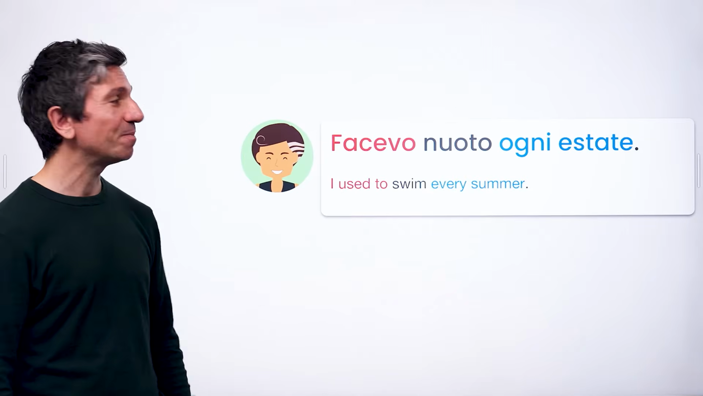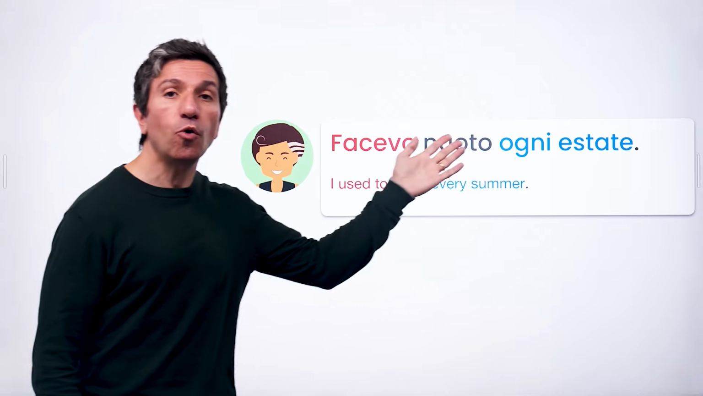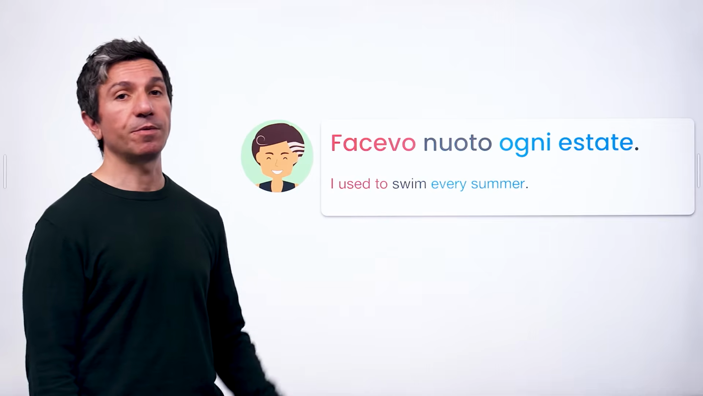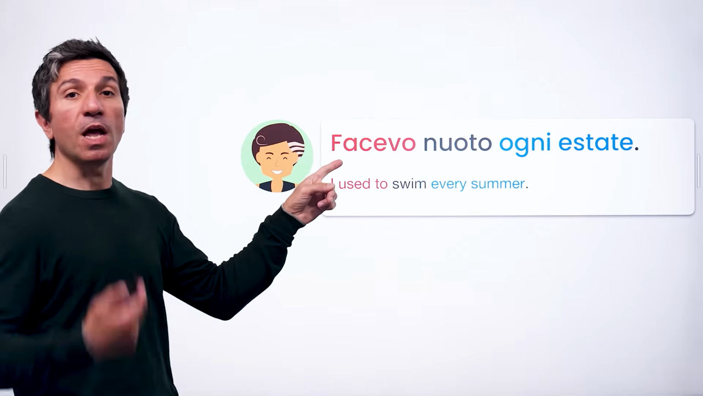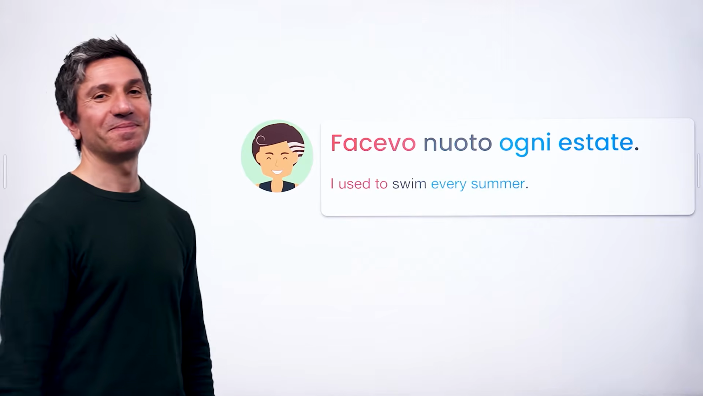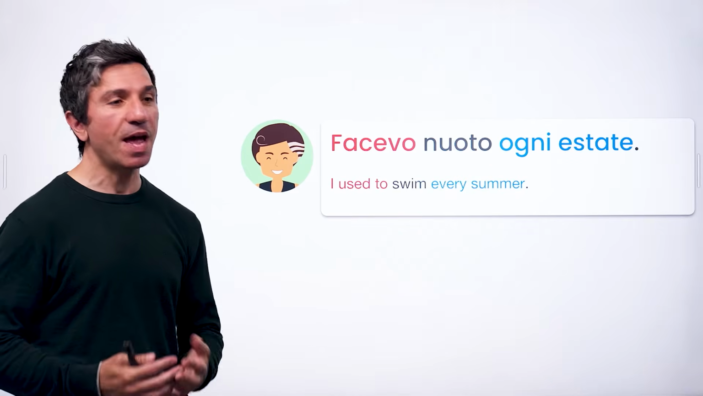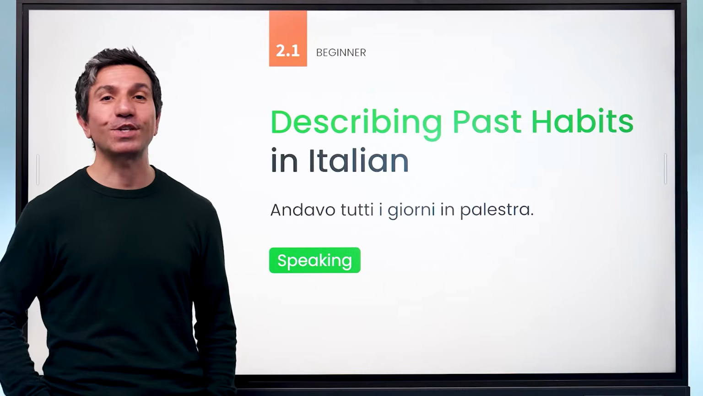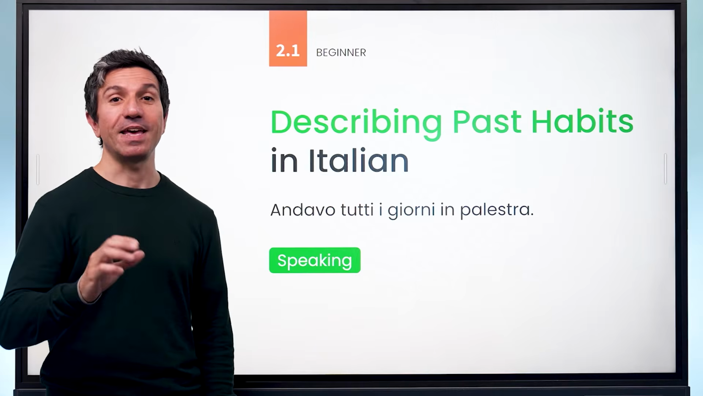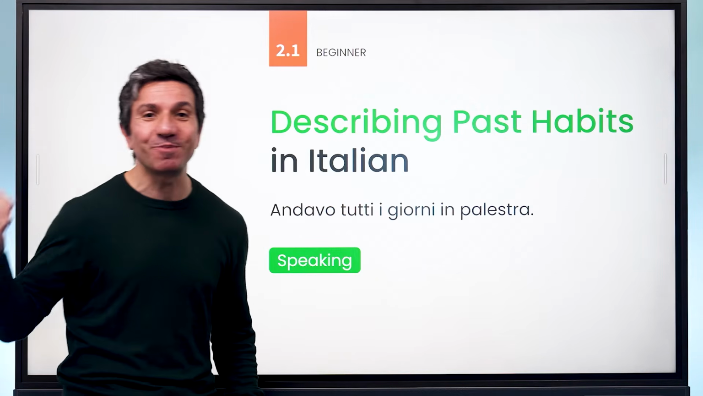One last example. Facevo nuoto ogni estate. I used to swim every summer. Now you know how to describe past habits or continuous situations in Italian. And you can move on to the practice.